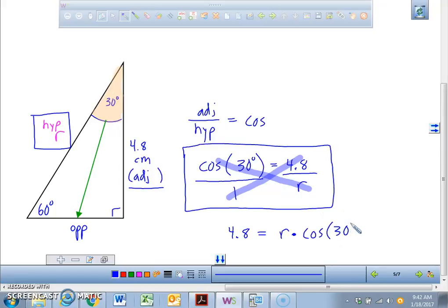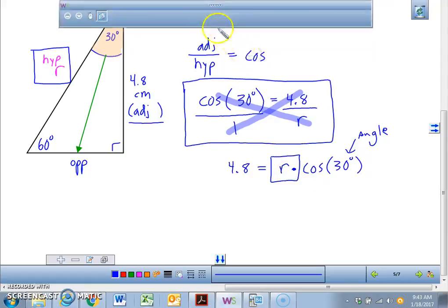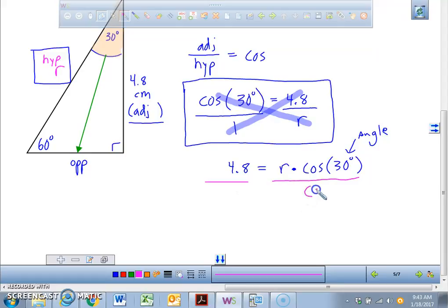Now I'm not going to put a degree symbol because you don't have to put a degree symbol in the calculator. Okay, I'm just going to understand that whatever's inside of parentheses always represents the measure of the angle. Now, we need to find what this number is. So if we were trying to find what R is, what are we going to have to do to both sides to solve for R? Divide. We have to divide this side, and we have to divide this side by the cosine of 30 degrees.